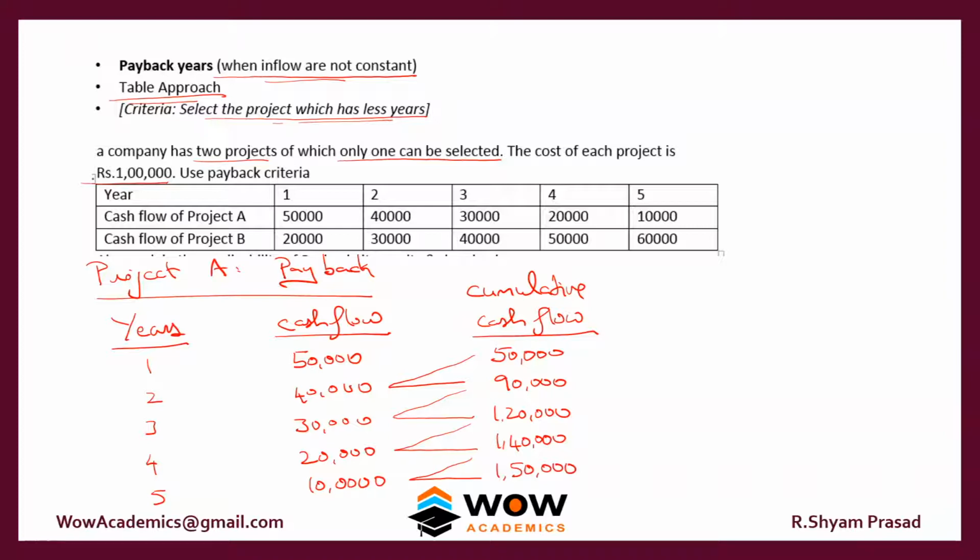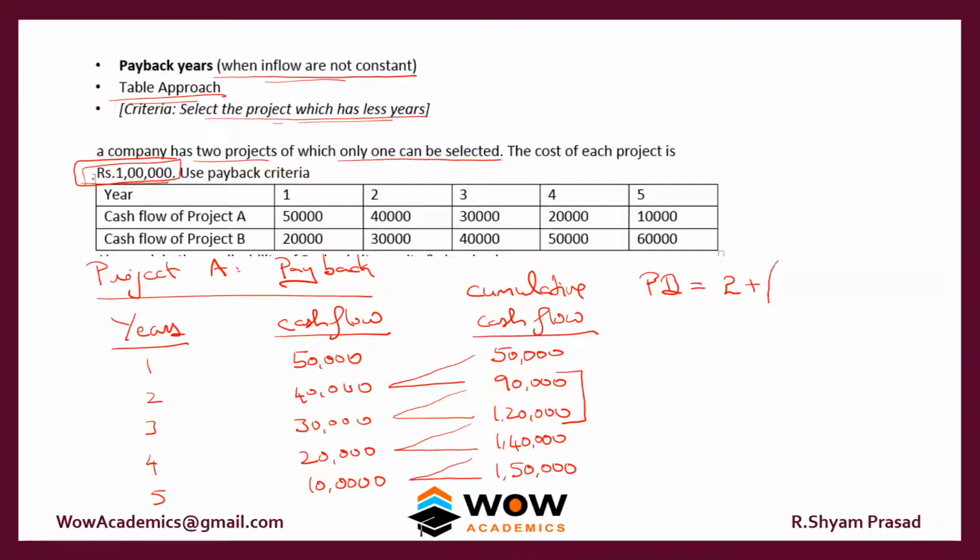So now we will work out the payback. First find out the total investment. The total investment is 1 lakh. Look at which year it crosses that 1 lakh. It crosses between the second year and the third year, so the payback is situated between the second and third year. So minimum you need how many years? You need 2 years, because you have to recover 90.